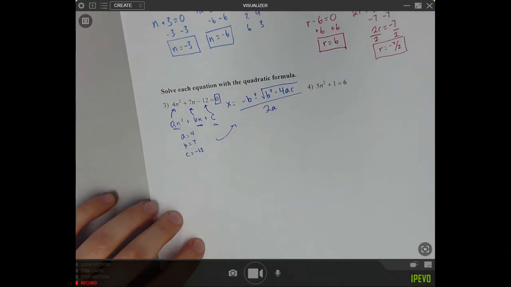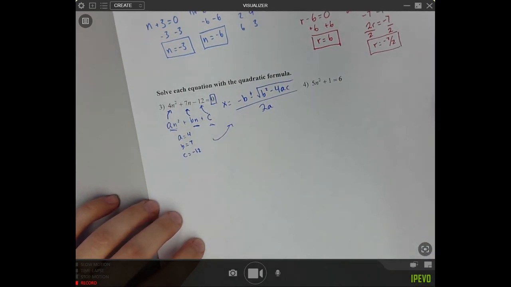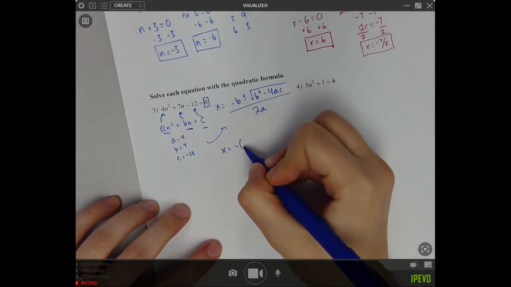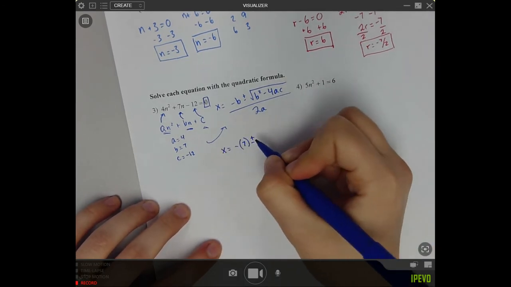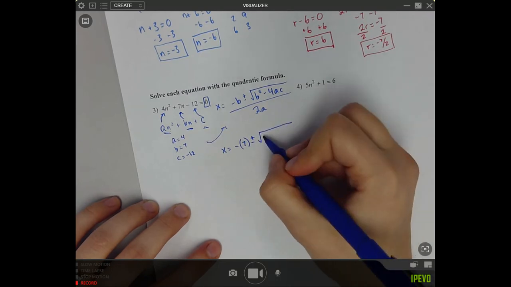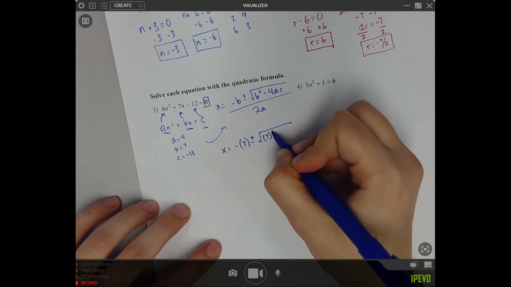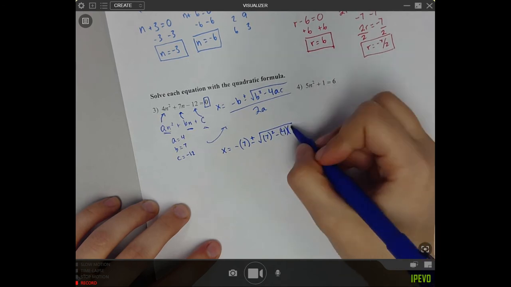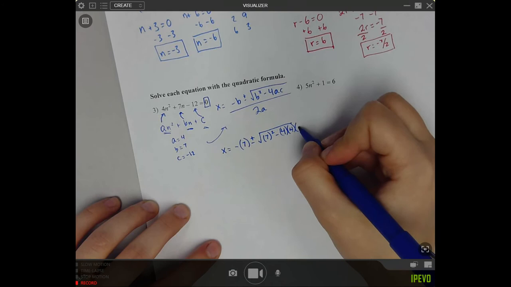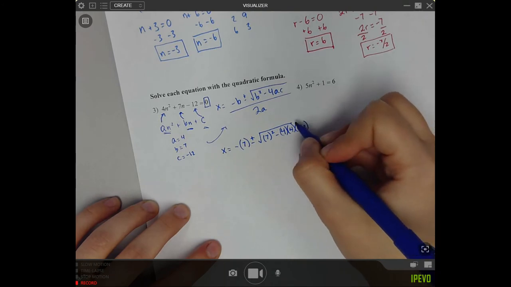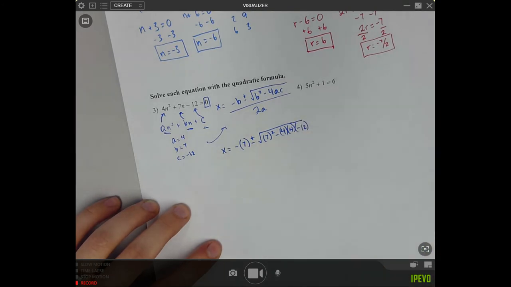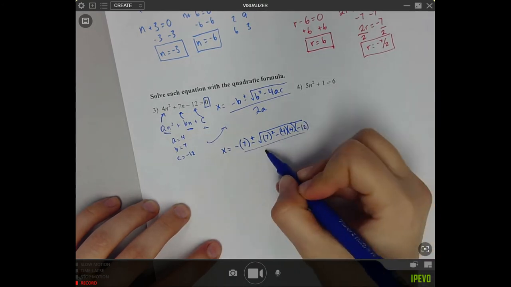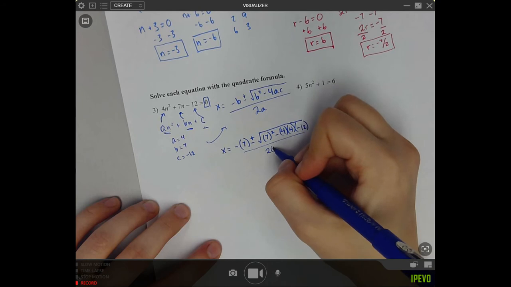So now all we're going to do is plug these numbers into our formula here. We're going to use parentheses just because that makes everything easier when simplifying, right? So x equals negative b, which is negative 7, plus or minus the square root of b squared. So that's 7 squared minus 4 times a, which is 4, times c, which is negative 12. Sweet. And then we're going to go all over 2 times 4.